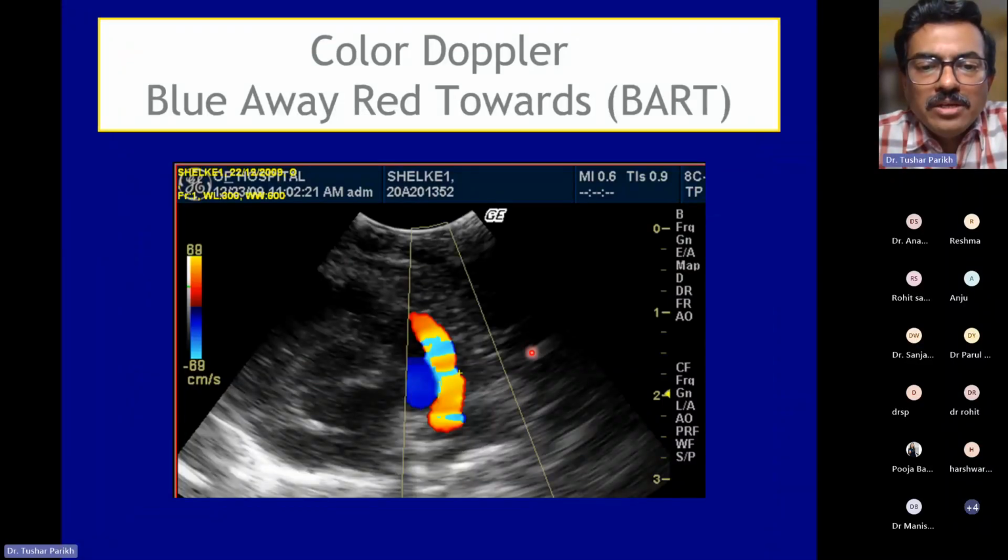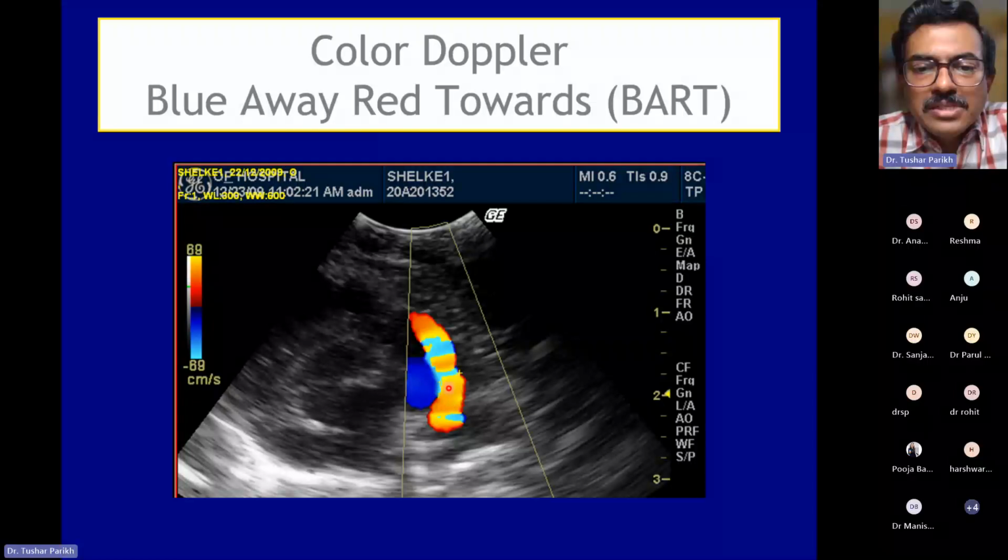So now tell me, this blue flow, what does it indicate? And what does the red flow indicate? You can unmute and tell. Anyone? So the blue flow tells, anybody? Away. So blue away, red towards.